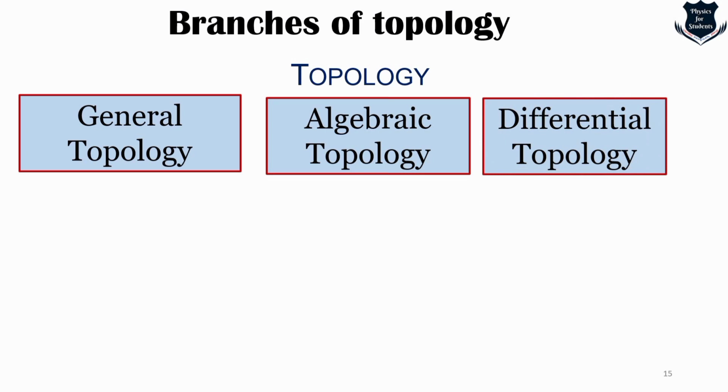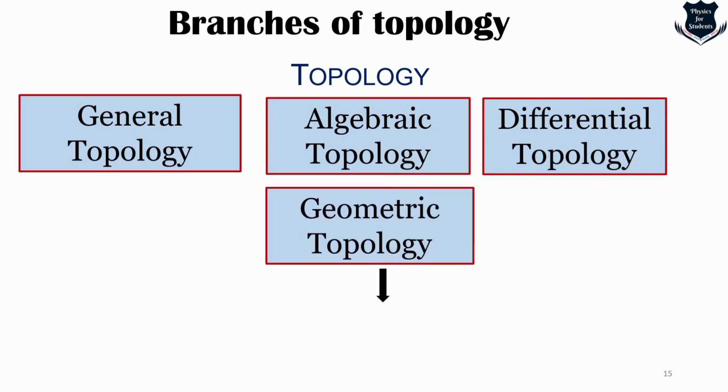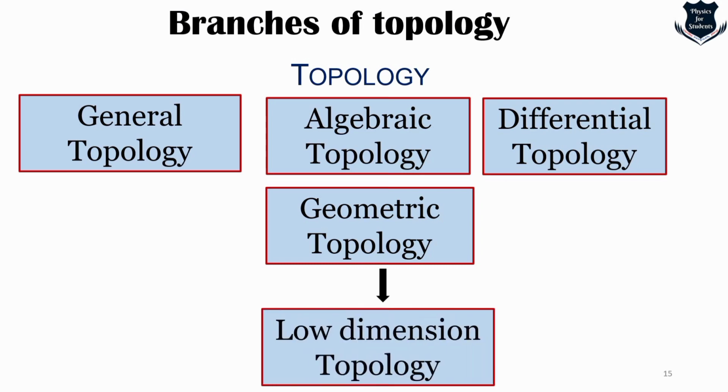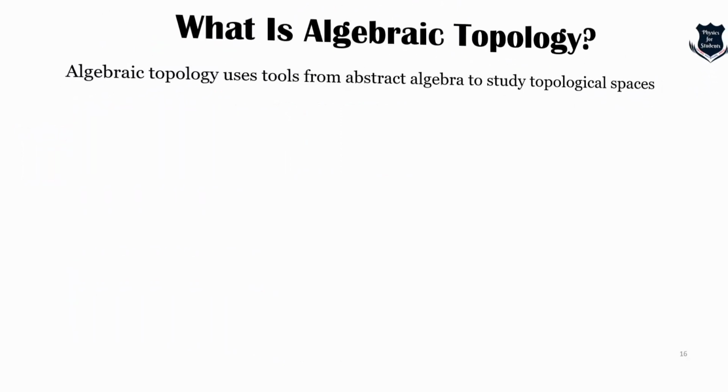Then we have algebraic topology, differential topology, and geometric topology, which is further divided into low dimension and high dimension topology. So let us start first with algebraic topology. These are important because otherwise, whenever we are measuring any surface or manifold, we would be left in the dark and wouldn't really know which area of topology does the calculation.